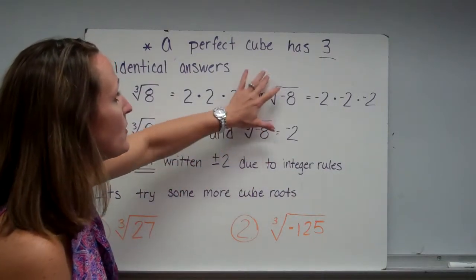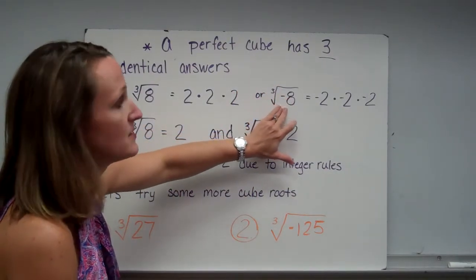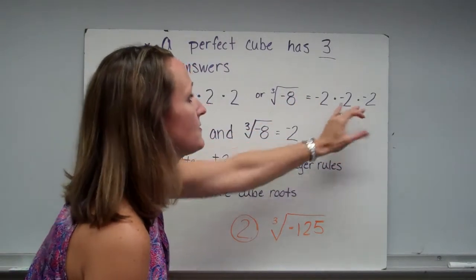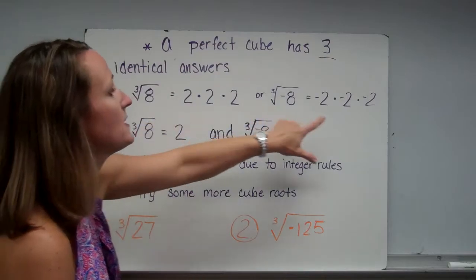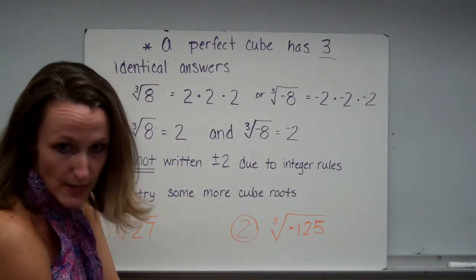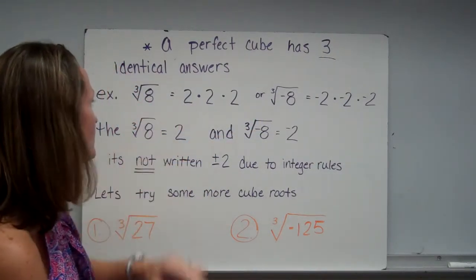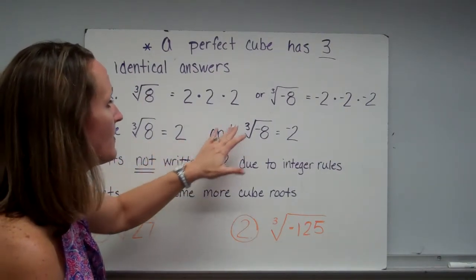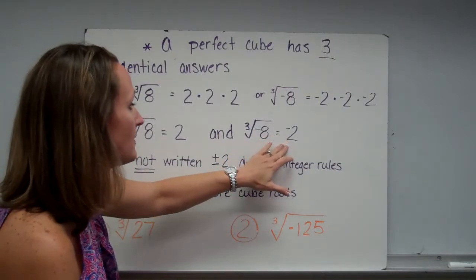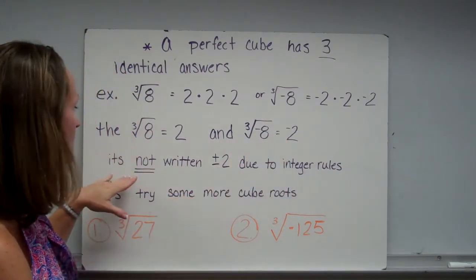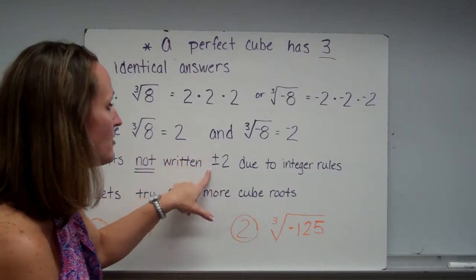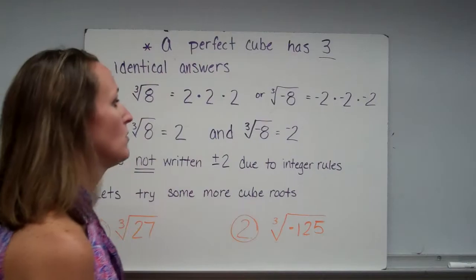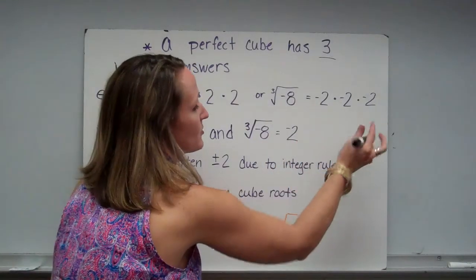Or we can take the cube root of negative 8: negative 2 times negative 2 times negative 2. Both of these have 3 identical answers, but they're different. So the cube root of 8 is positive 2, and the cube root of negative 8 is negative 2. This time we cannot write positive or negative 2. This is again due to integer rules. Why? Because this time we have 3 numbers.